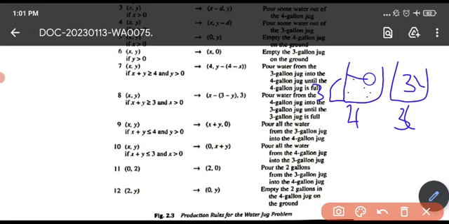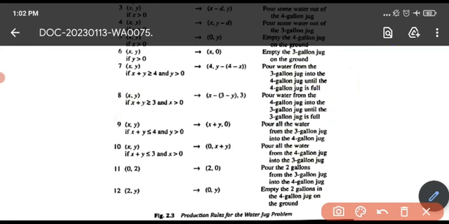So what I am trying to do is, 4 minus x will give the remaining empty space. So I'm going to fill this remaining empty space with the 3 liter jug. So what is remaining in this 3 liter jug? Y minus this empty space value. So that is how we got this equation. I hope this is clear.